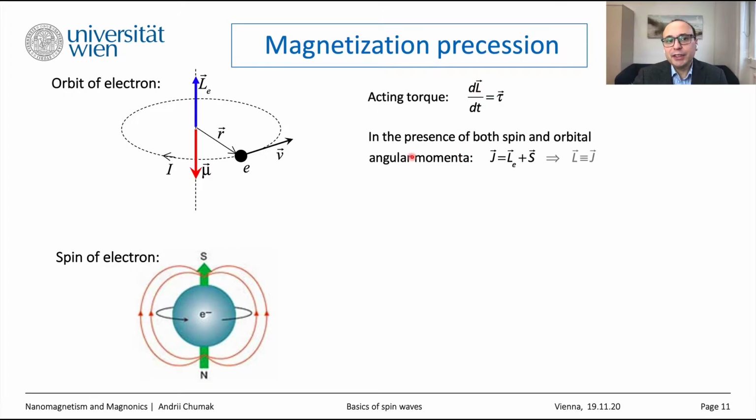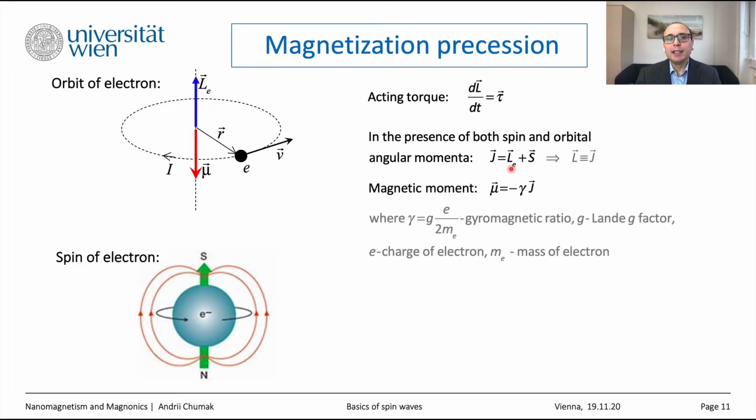So the message here is that we can still use the same formula, that the variation of angular momentum in time is equal to a torque, but with the difference that now we take into account the so-called total angular momentum, which includes both spin and orbital angular momentum.